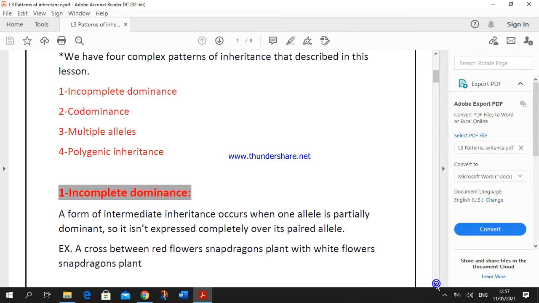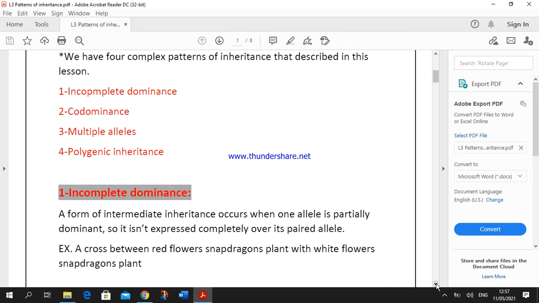Incomplete dominance: some traits result from a pattern of inheritance known as incomplete dominance. This is defined as a form of intermediate inheritance that occurs when one allele is only partially dominant, so it isn't expressed completely over its paired allele. Neither allele is completely dominant nor completely recessive, so the heterozygous individual has a mix of the two alleles.